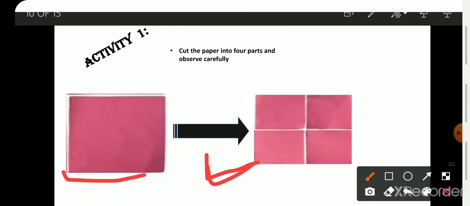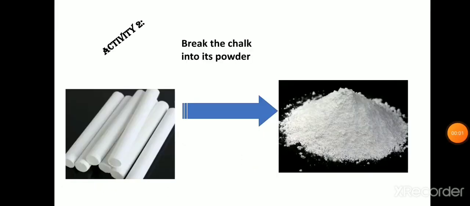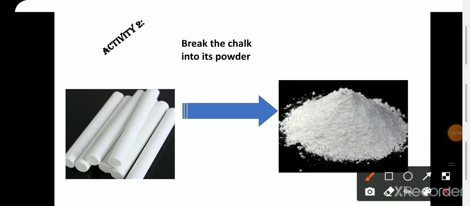So what is the change in the size of the paper? Yes, exactly. The size of the paper has become small. Now activity 2. In this activity, it is a very simple activity. You have to take chalk and make it into powder. So what is the change you observe here? Yes, exactly. The shape of the chalk has been changed.